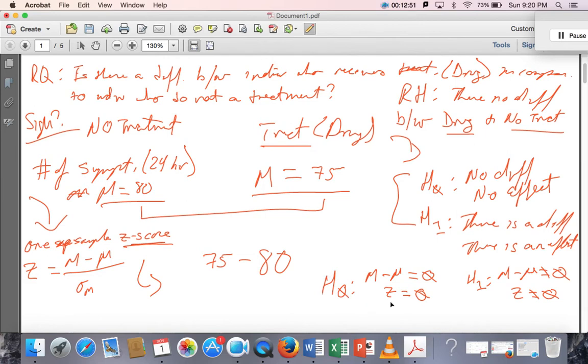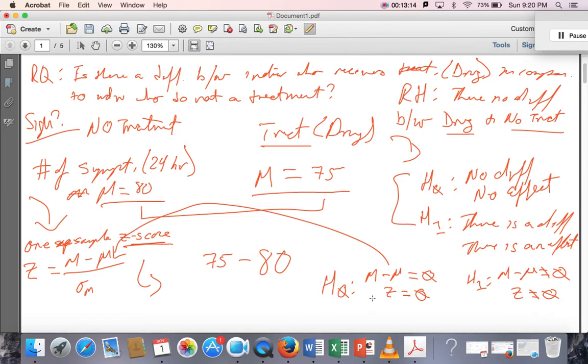So thus z would be equal to 0, because if you notice, this portion here that I've just written out for you is the numerator of the formula right here. So if that numerator is 0, thus z would be equal to 0. The alternative is telling me, look, the difference between your average and the population average is not going to be equal to 0, so thus z is not going to be equal to 0.